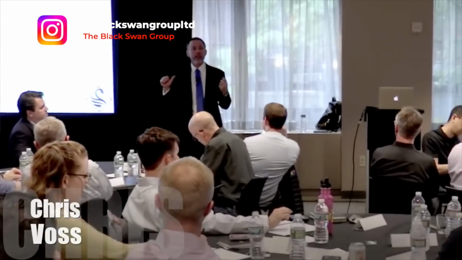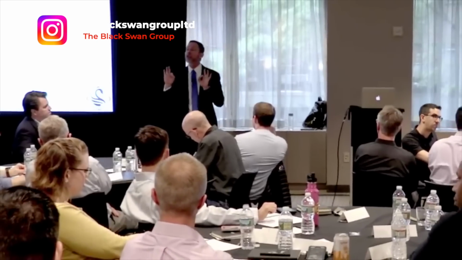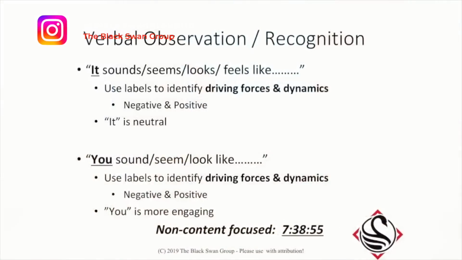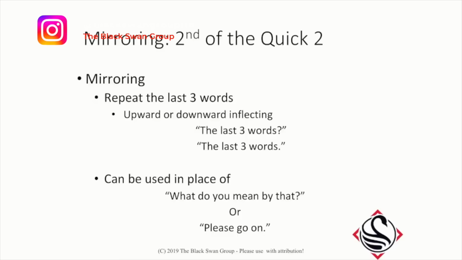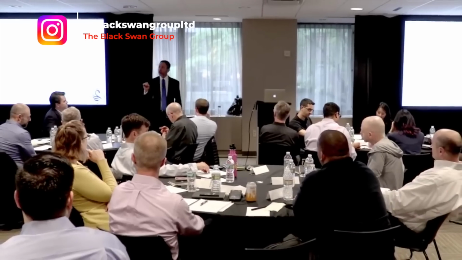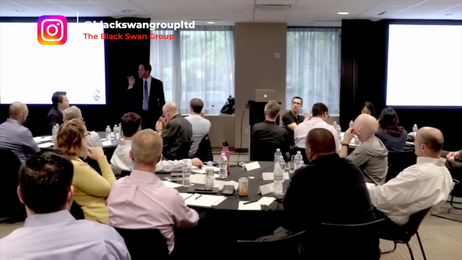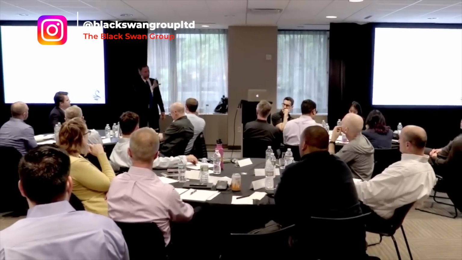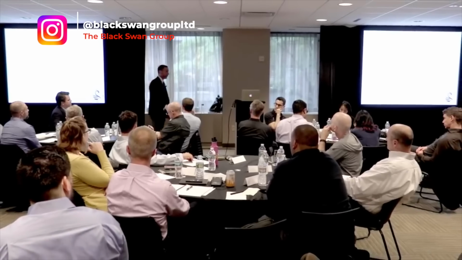I'm going to proceed on the idea that everybody at least understands how to construct a label or a mirror. Labels: it seems, it sounds, it looks. You see, me, sound, you look. A mirror is a repetition of the last 1 to 3 words-ish, or specific selection. Once you get good at the last 1 to 3 words, you start picking 1 to 3 words out of different portions of the conversation to mirror.